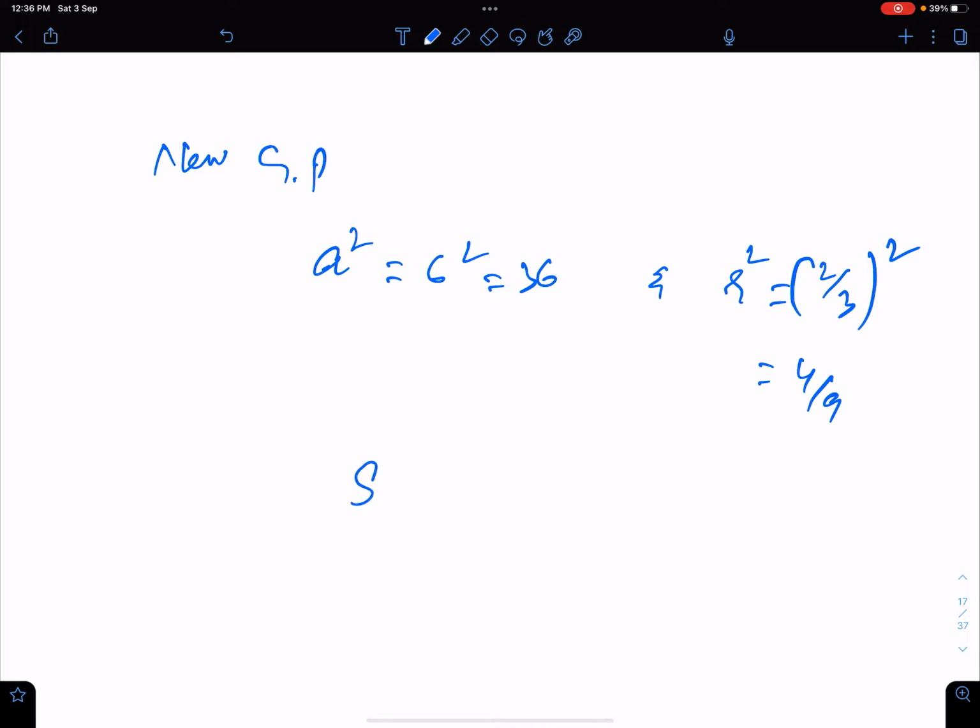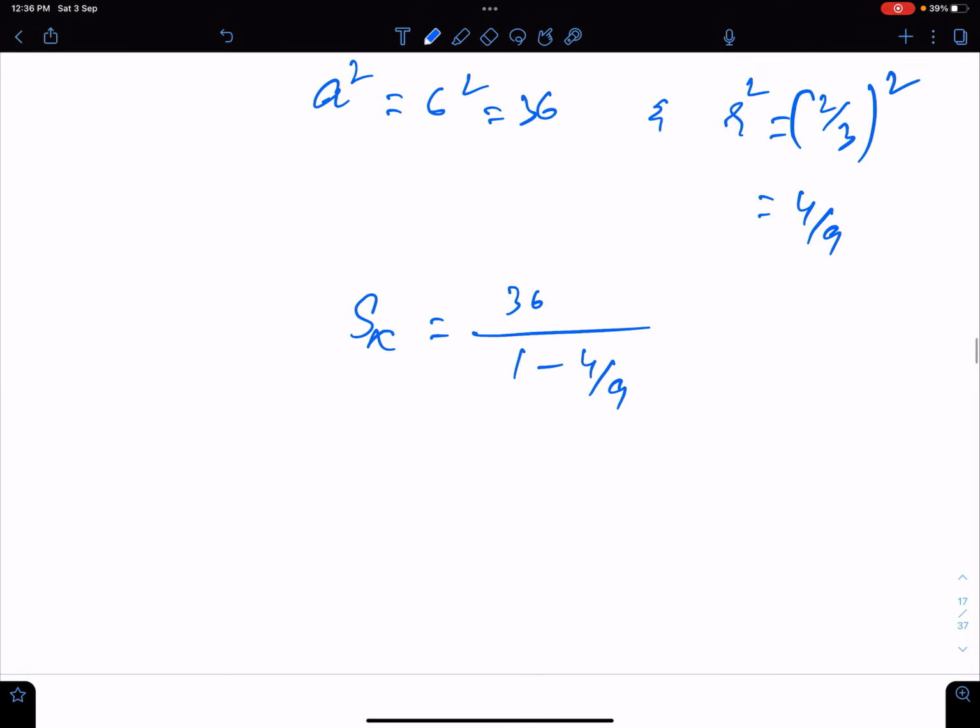And we need the sum to infinity of the new GP. So 36 upon 1 minus 4 upon 9, which is 64.8. It's better to leave the answer in fractional form. So I'm leaving this for you. Do it yourself.